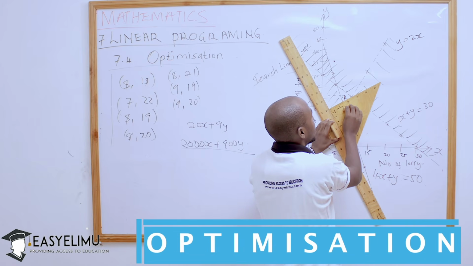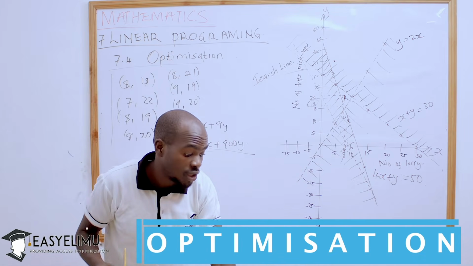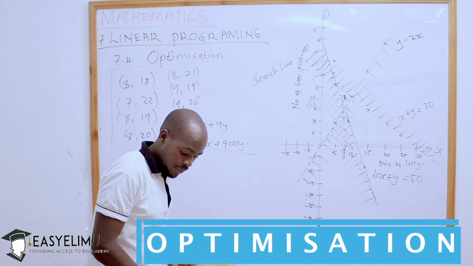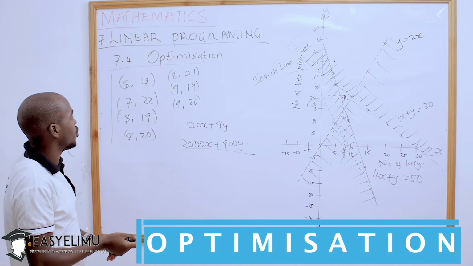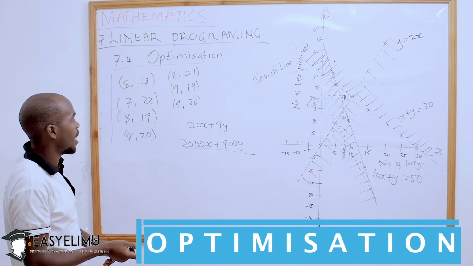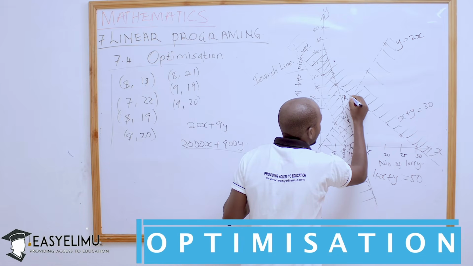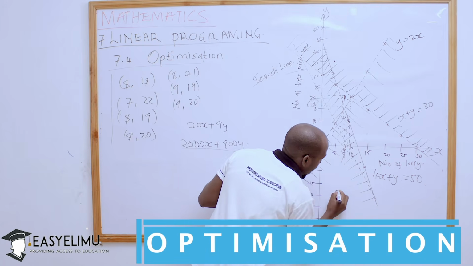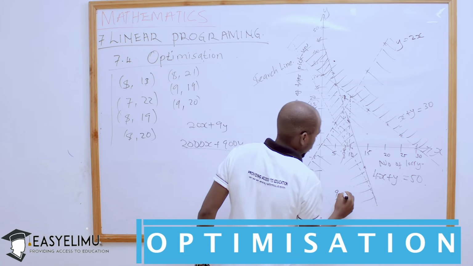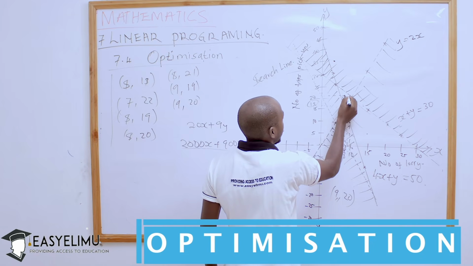And if you identify the coordinates of that point, you will find out it is giving you the maximum amount you can ever have. And that point will give you 9 and 20. It will give you 9 and 20.